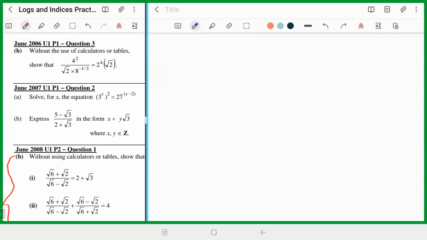For part 1, I have root 6 plus root 2 over root 6 minus root 2. I want to rationalize the denominator and multiply by its conjugate. The denominator is root 6 minus root 2, so I'm going to put a plus root 2 to set up the difference of 2 squares. Since I multiply the denominator by that, I must multiply the numerator by the same thing, root 6 plus root 2.